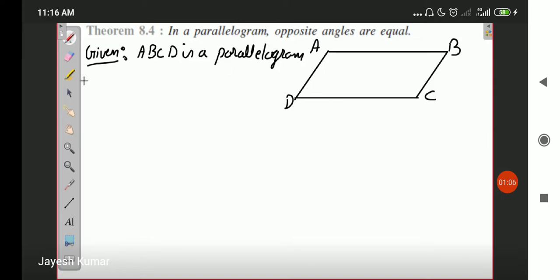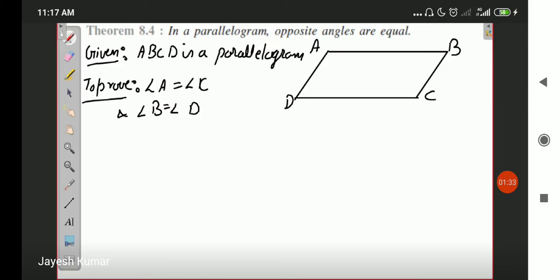What we need to prove is that for this parallelogram ABCD, opposite angles are equal. Opposite angles means angle A and angle C should be equal, as well as angle B and angle D should also be equal. There are two ways in which we can prove that both pairs of opposite angles are equal.